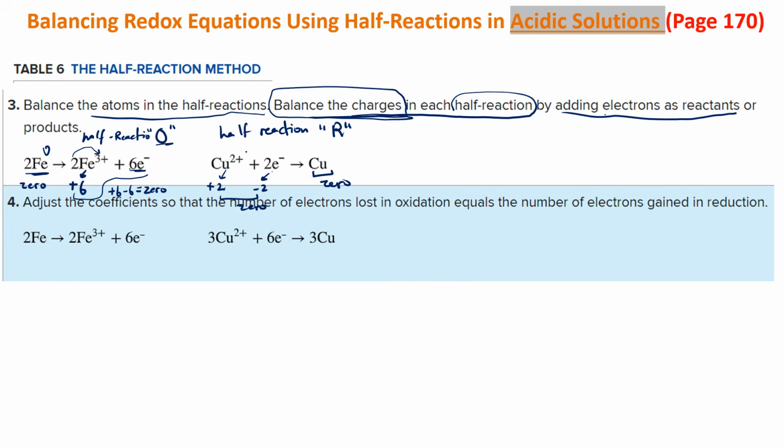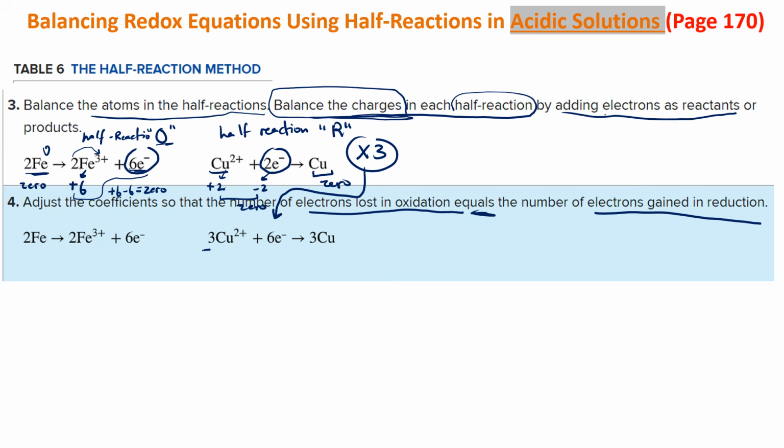Now the next step, adjust the coefficients so that the number of electrons lost in oxidation equals the number of electrons gained in reduction. لازم نخلي الإلكترونات هني وهني متساويات. كيف؟ هني عندي 6. I have 6 here. I have 2 here. If I multiply this by 3, what will I get? هاي بتصير 3، هاي بتصير 6 and this one will become 3. See, I have same number of electrons.